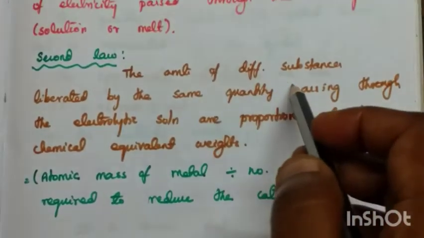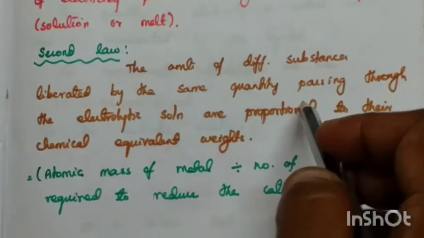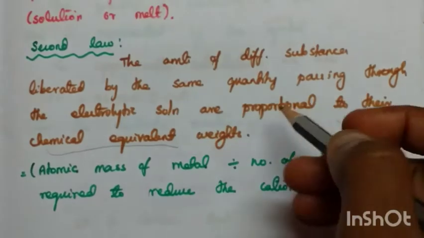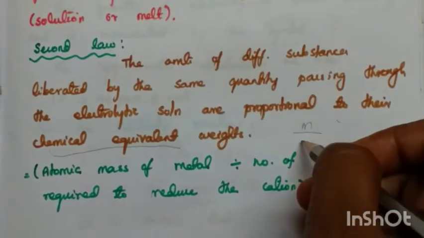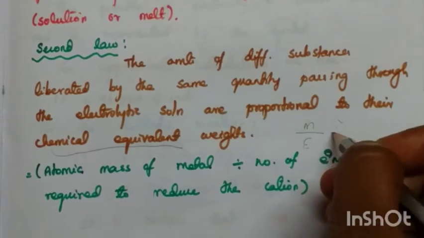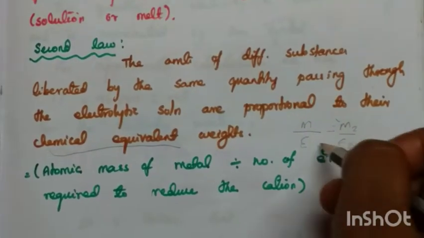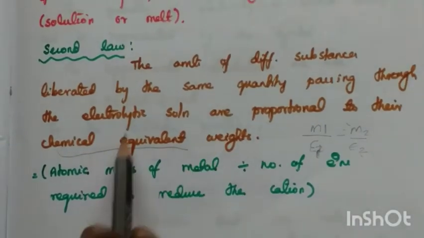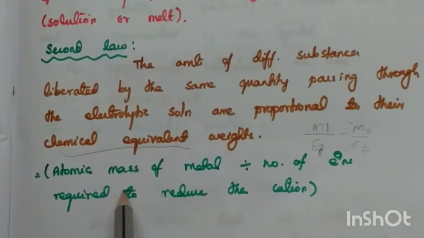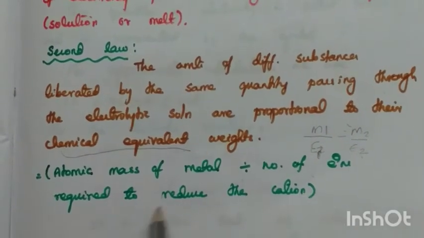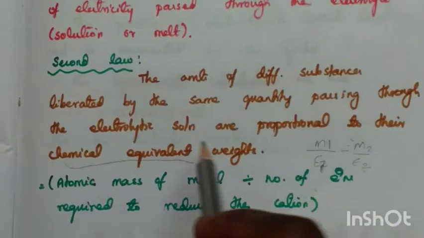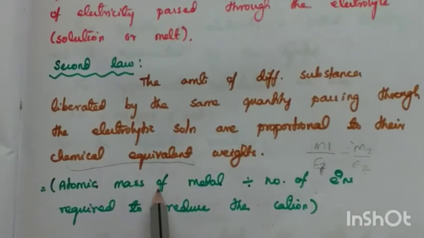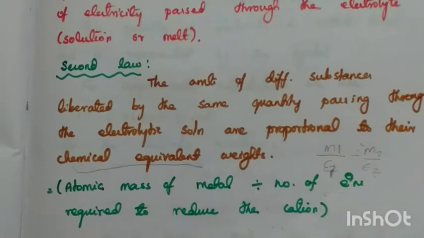Second law: the amounts of different substances liberated by the same quantity of electricity passing through electrolytic solutions are proportional to their electrochemical equivalents. That is, m1 by m2 is equal to the equivalent weight of the first divided by that of the second. What is the equivalent weight? It is the atomic mass of the metal divided by the number of electrons required to reduce the cation. If it is Ca2+, the atomic mass is divided by 2. For Al3+, the atomic mass is divided by 3. So this is the equivalent weight.